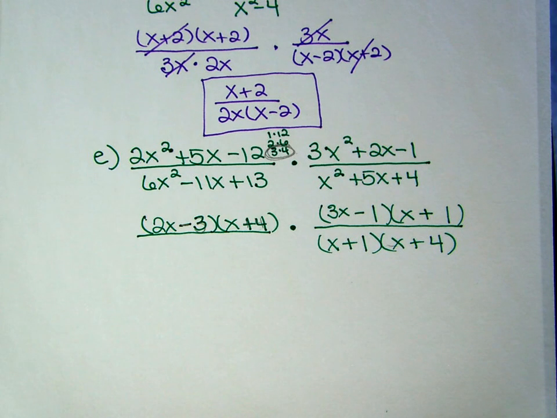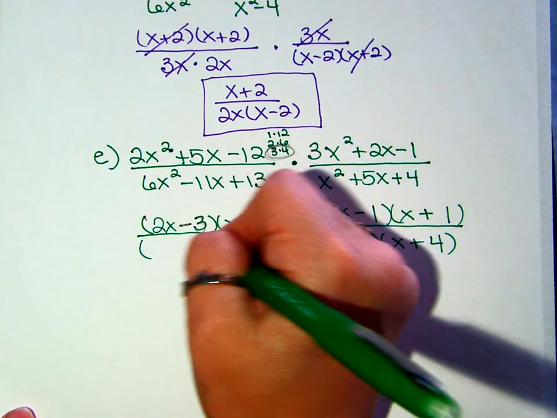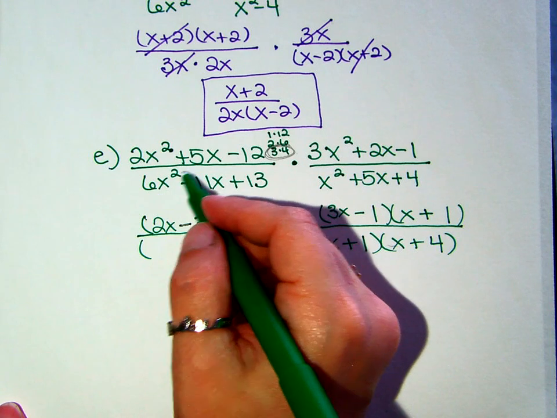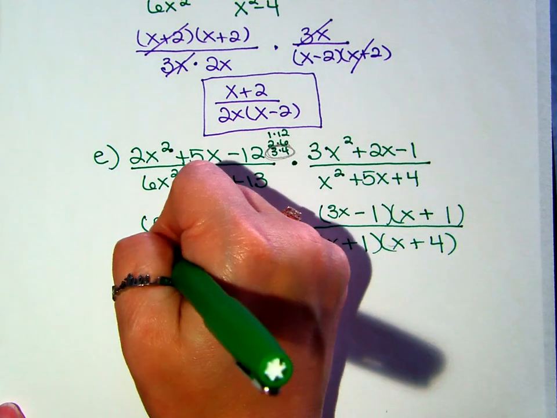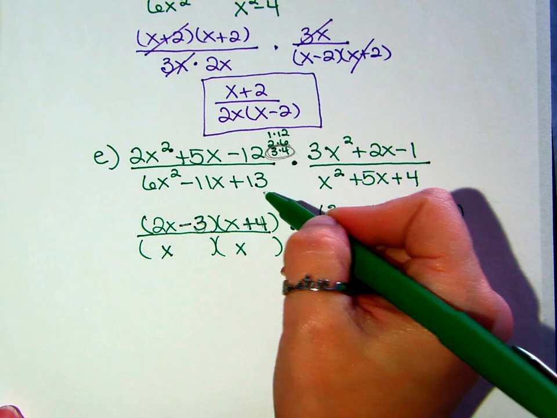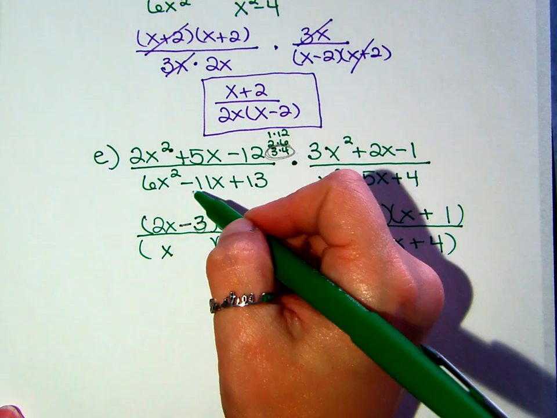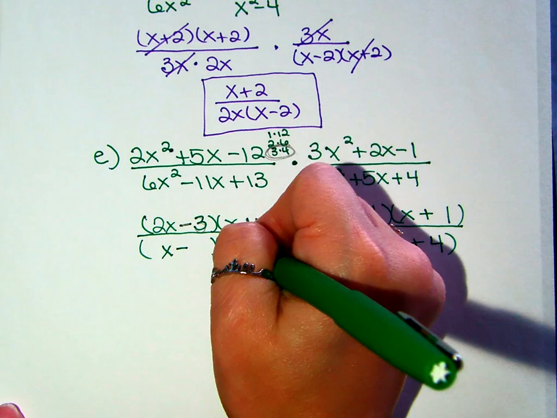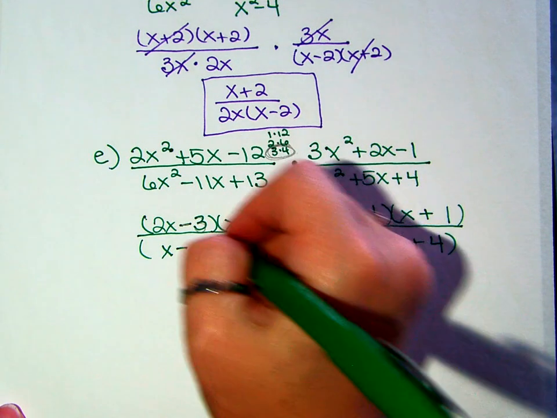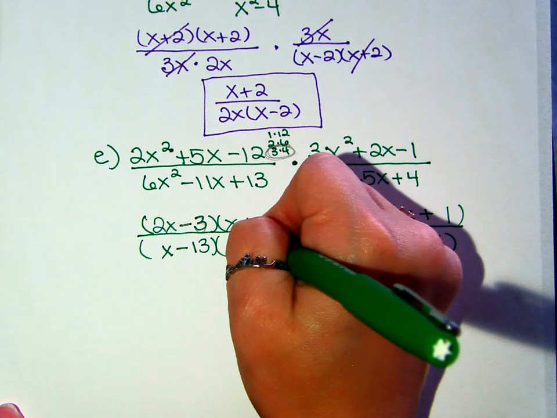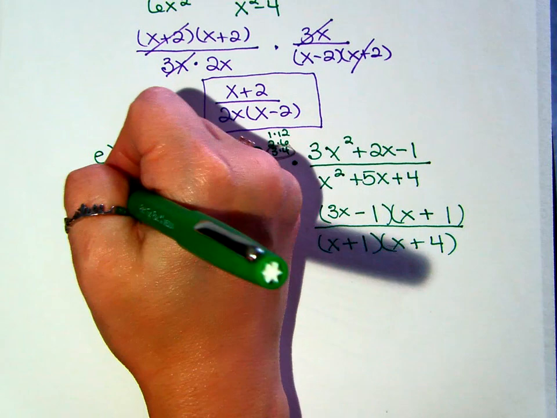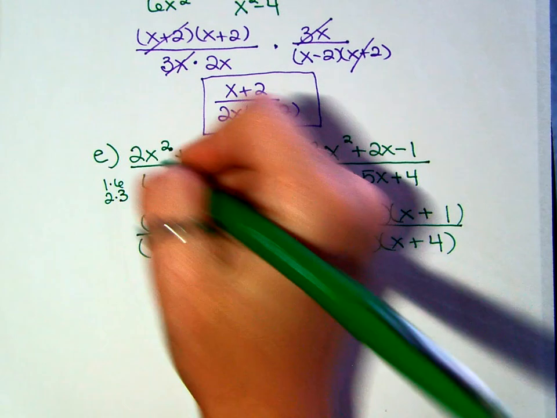Now I move on to my bottom one, which is my last one. My 6x squared, there's a couple different options for that, so I'm just going to put my x's in right now. This is positive in front of my c, so the signs will be the same. Since it's negative in front of my b, they will both be negative. Nice thing about this is 13 is prime. So 13 times 1 are my only two options. So now with my 6, though, I have 1 times 6 or 2 times 3 as factors of 6 that I have to put in here.